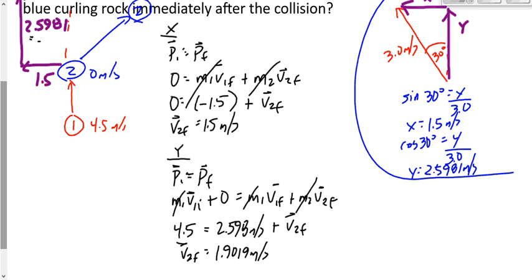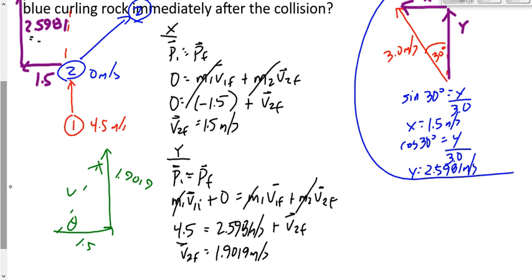Now it's easy, right? Now it's easy. Yep, go ahead, Chase. Yeah, actually it should be. The calculation that I did here actually used 2.5981. I just didn't write that down though. You're right. Thank you. All right. Now it's easy. Now we just say V2F is 1.5 to the right and 1.9019 this way.